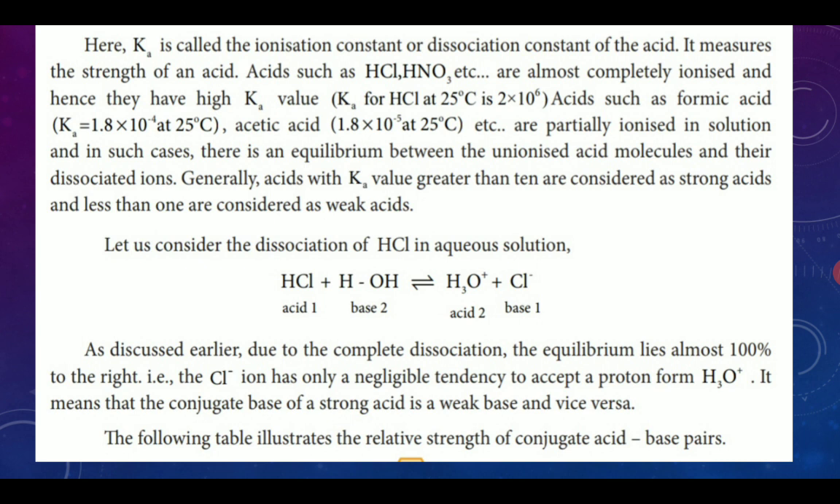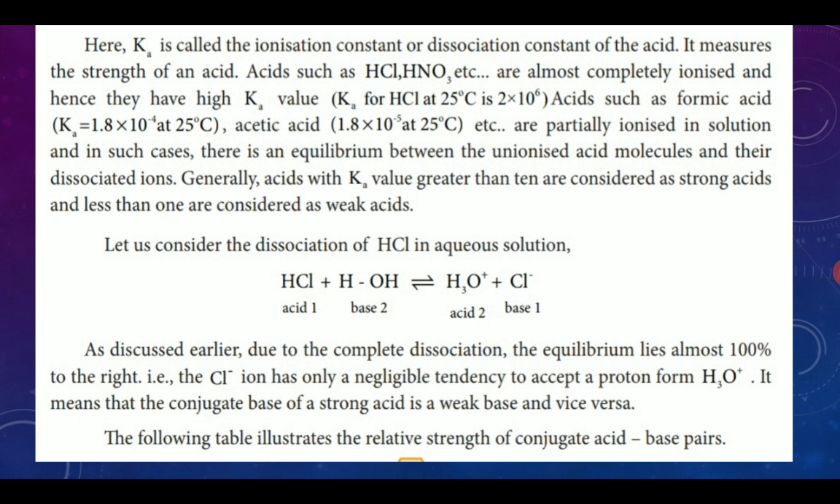So acids such as hydrochloric acid, nitric acid, sulfuric acid, etc. are completely ionized. HCl, when dissolved in water, completely dissociates into H+ and Cl-. Therefore this is a strong acid. Completely ionized acids have a high Ka value. The Ka value for HCl is given as 2 x 10^6 at 25 degrees Celsius, that is normal room temperature. Therefore, it is considered a strong acid.